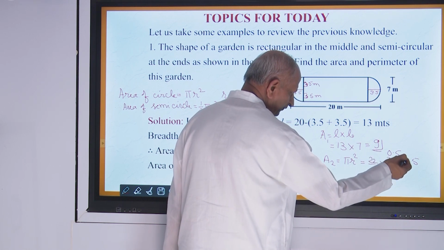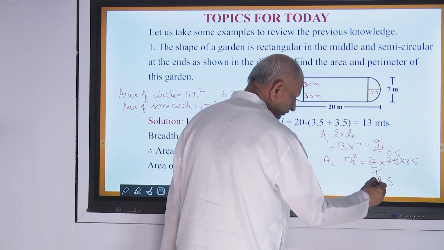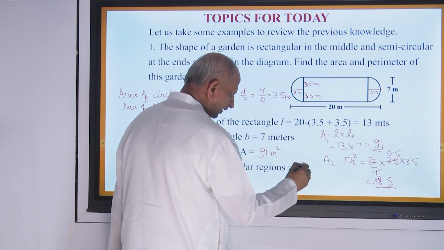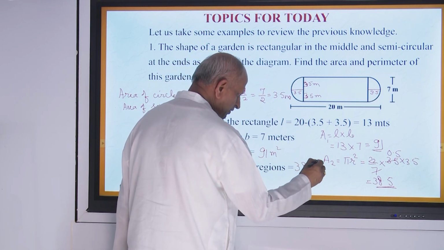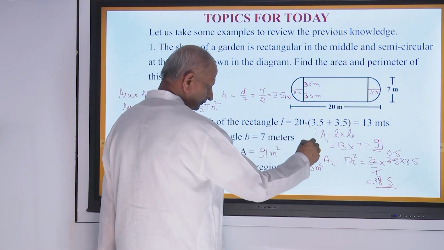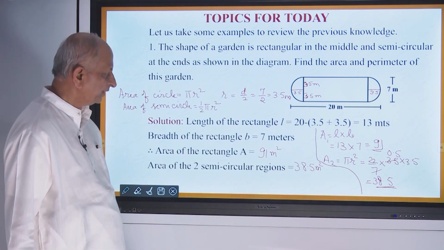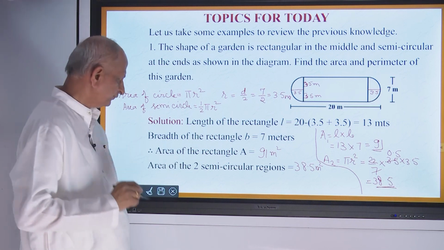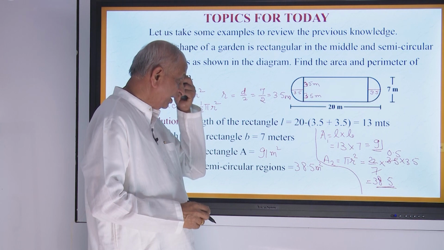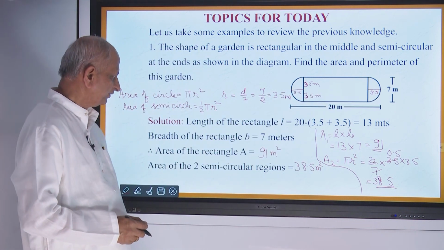11 threes are 33, 11 fives are 55, 33 plus 5, 38. So 38.5 meter square. Don't forget the unit. You must write the units correctly. When it comes to areas, we want to write it as square meters. So for the two semicircles, we have done it once for all. Half pi r square here and half pi r square there. Totally it becomes 1 pi r square.